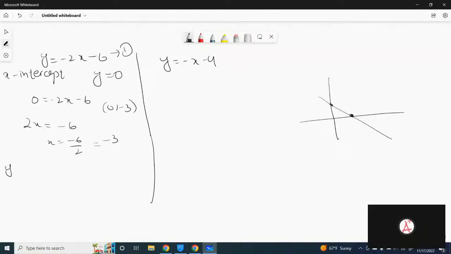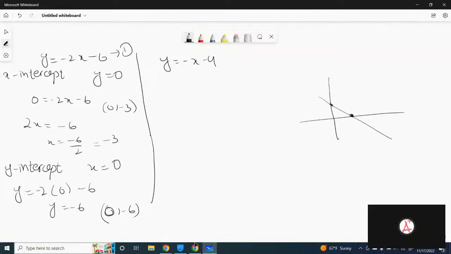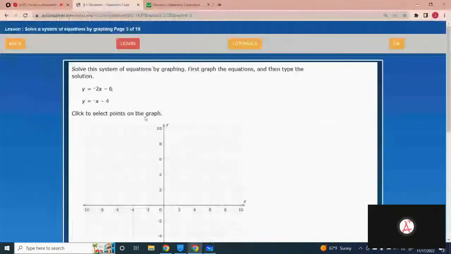Now we have to find the y-intercept. Whenever we have to find the y-intercept, we have to put x equals 0 in the equation. Y equals -2 times 0 minus 6. So y equals -6. We got another point, that is (0, -6). Let me plot this equation on the graph and explain.